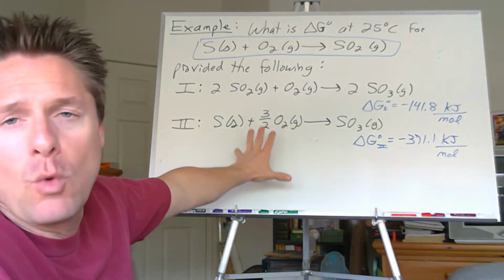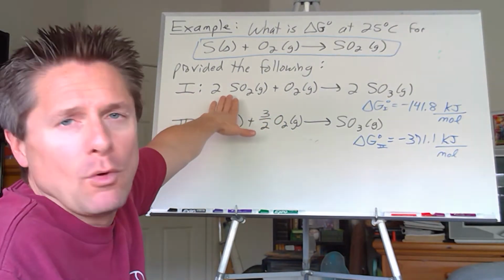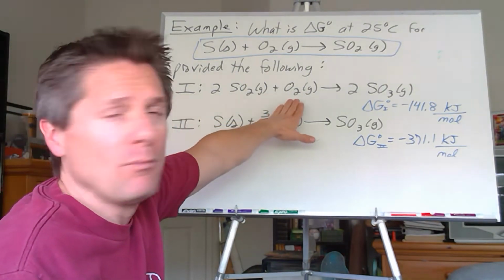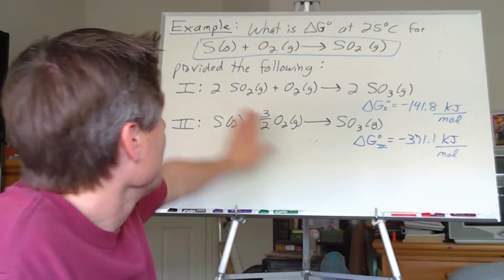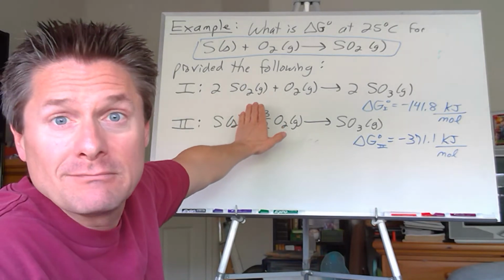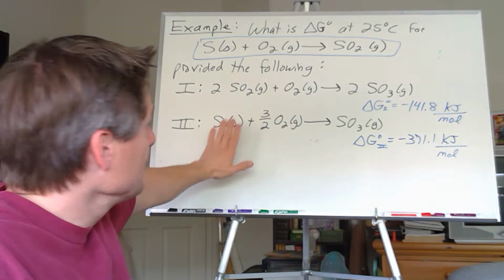Okay, let's look at the 2 equations I gave you. The first one is 2 moles of sulfur dioxide gas plus 1 mole of diatomic oxygen gas, giving me 2 moles of sulfur trioxide gas. I don't see any solid sulfur in there, do you? Wow, so that's not going to help us. Let's look at the second one.